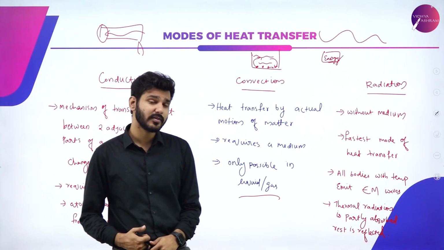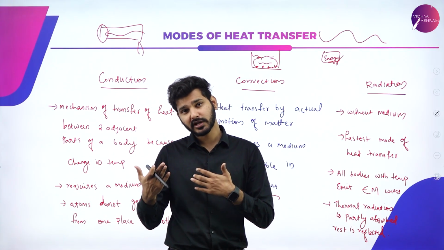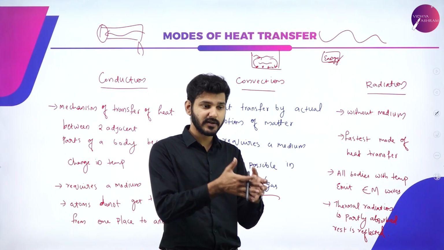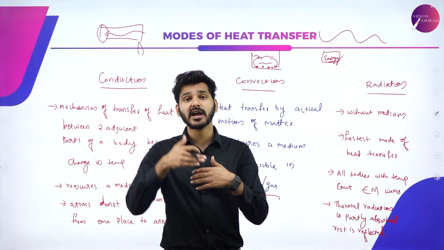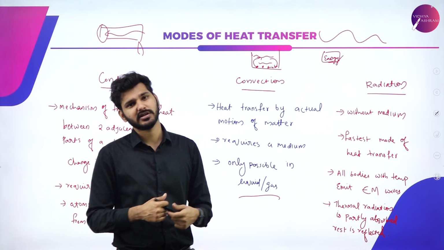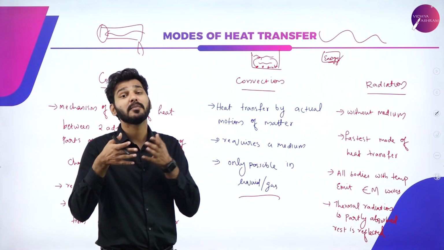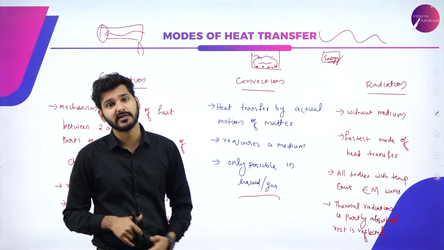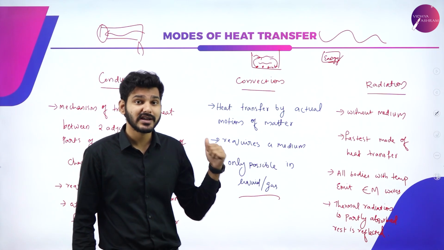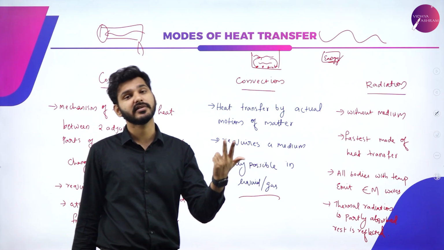And if you also want to remember, you can remember black body radiation also. That is, a perfect black body emits and absorbs perfect radiation. That is, it absorbs and emits perfectly the radiation which is given to it. So that is all about conduction, convection and radiation.